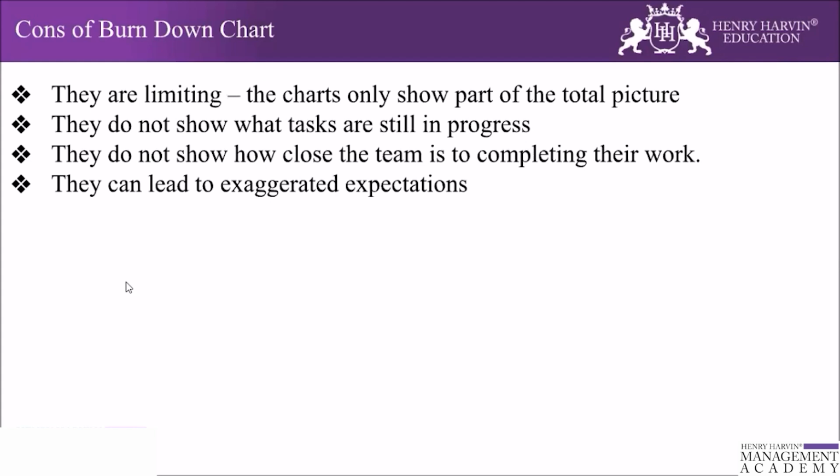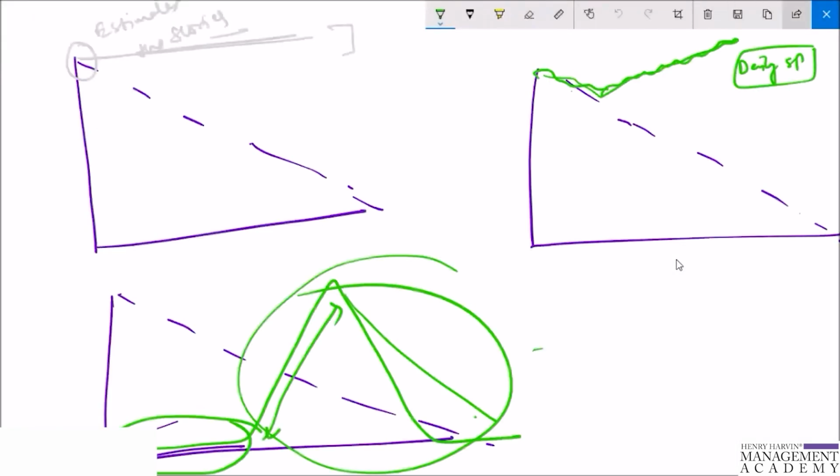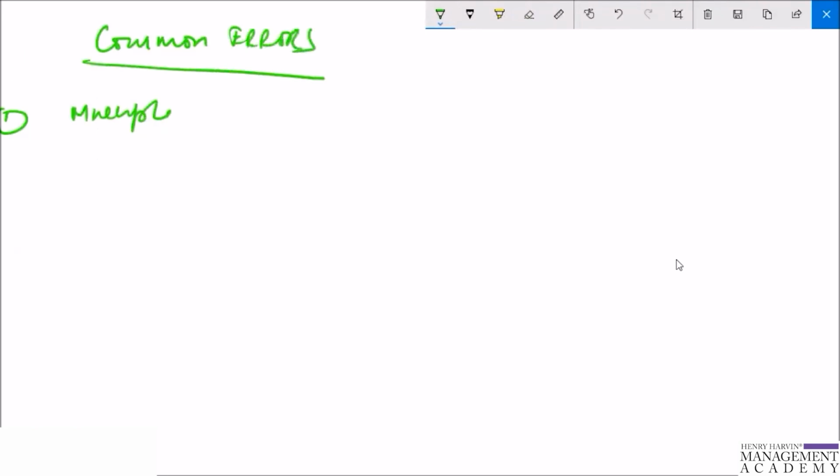Let's see some of the common errors. So, multiple stories with a common function.